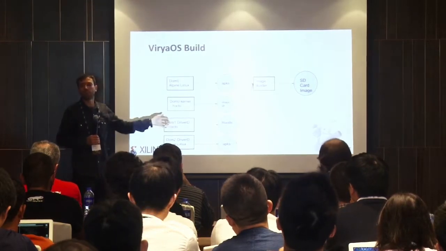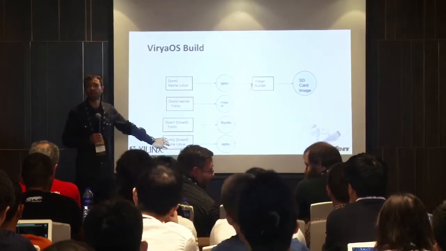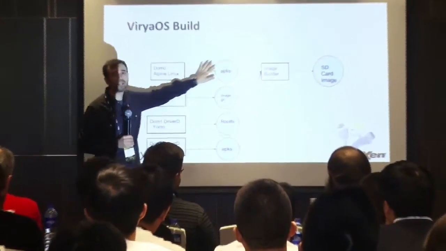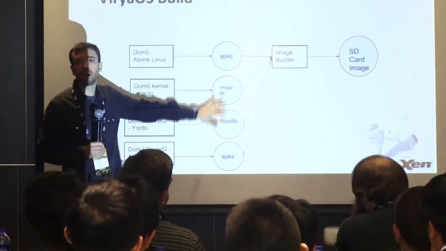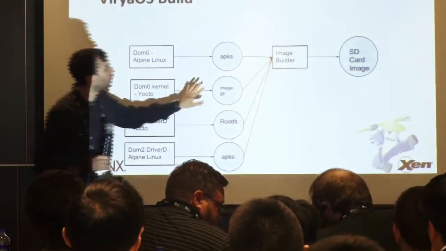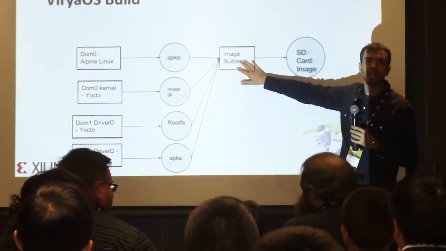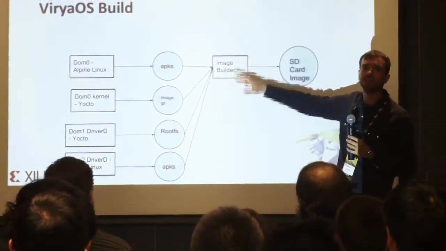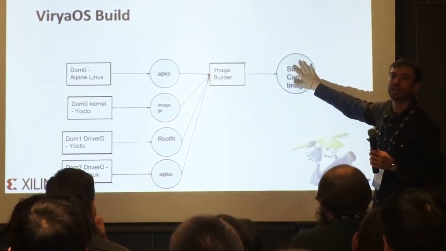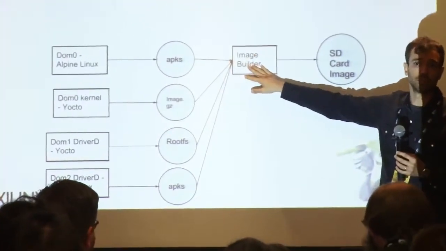Then you can have, in this example, a driver domain based on Yocto, and another driver domain based on Alpine Linux. All these container builds run in parallel. They produce a binary output. The format of this binary output can be a bit different, I'm going to tell you in a second. But the point is, the binary output is given to the image builder component. Image builder takes all these binaries and pulls them together into the ready-to-run SD card image. Image builder itself also runs as a container.